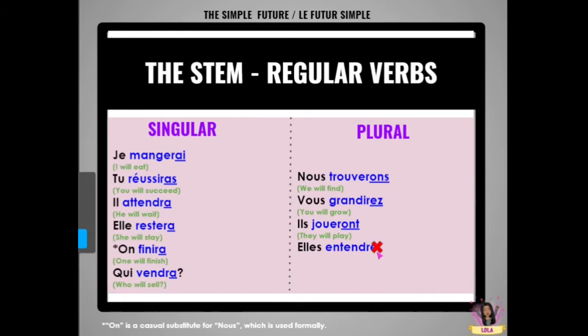So we're going to get rid of that E, and then we're going to add ONT, elles entendront. They will hear. And that's basically it. That's how you conjugate it with regular verbs. I'm going to show you irregular verbs as well.